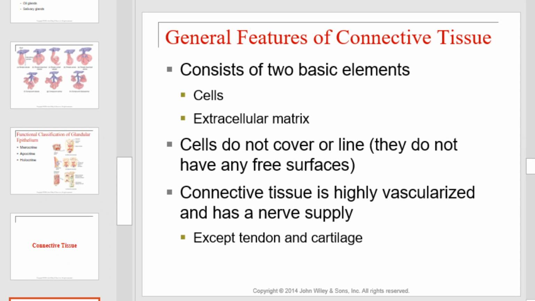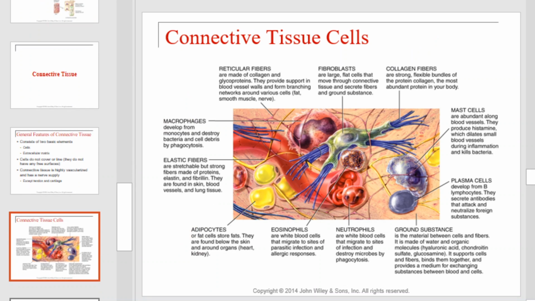Connective tissue. Connective tissue consists of two basic elements, cells and extracellular matrix. Cells in connective tissue do not cover or line. They actually do not have any free surfaces. Connective tissue is highly vascularized and has a nerve supply, except when found in tendons and cartilage. This graphic illustrates the different varieties of connective tissue and structures that are found within.